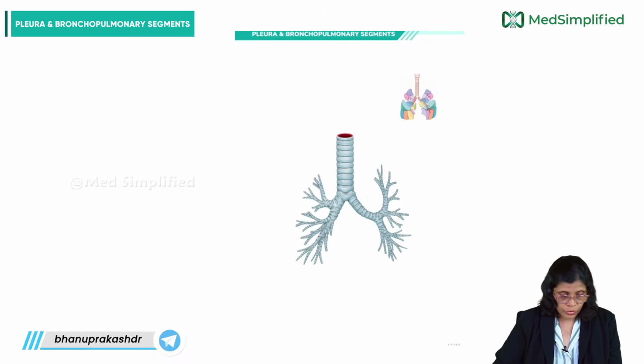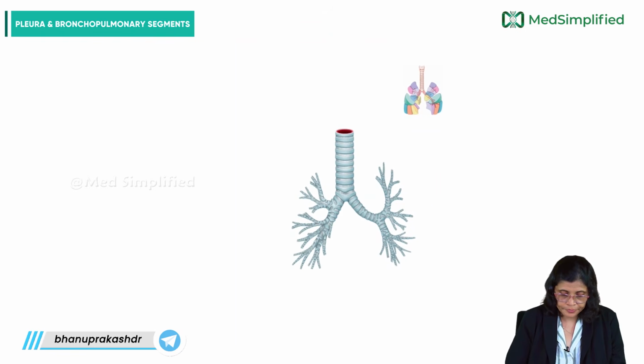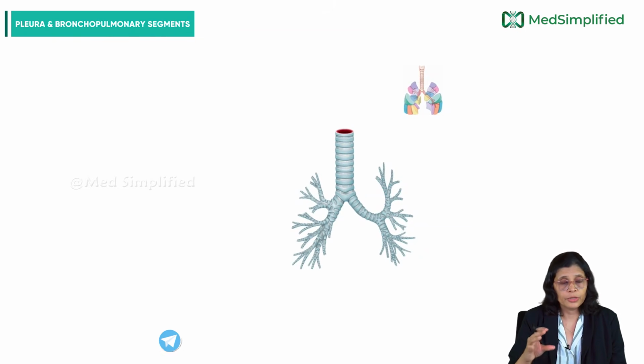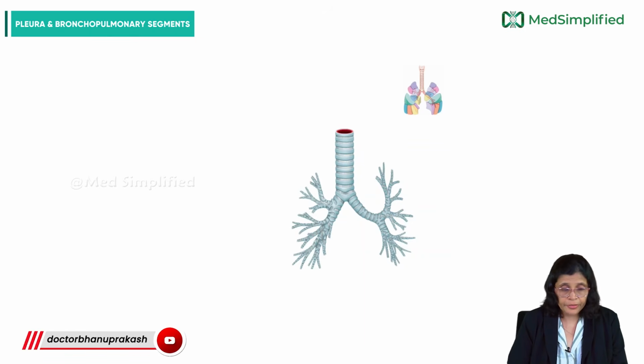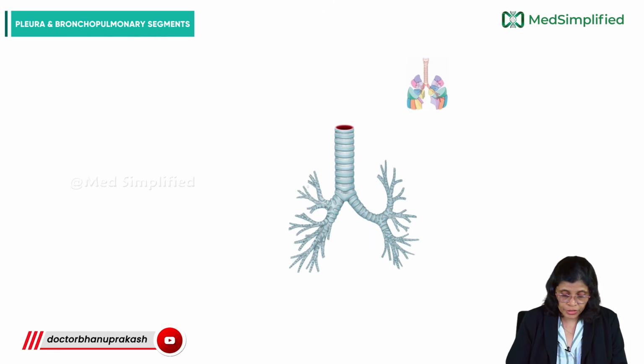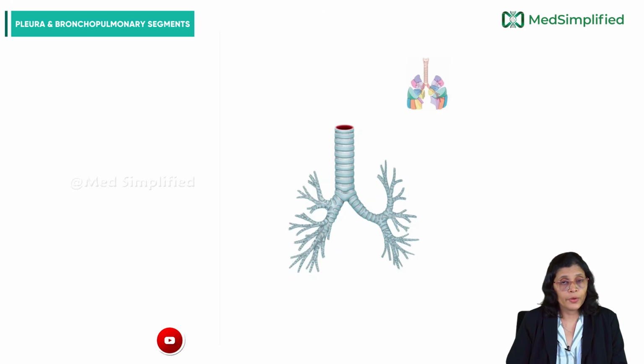So when we see the division, because it is a bronchopulmonary segment, it is the pulmonary tissue aerated by the tertiary bronchus. So when we see the division of the trachea into the primary, secondary and tertiary bronchus, we can see how many tertiary bronchi are formed, and accordingly that many bronchopulmonary segments are there.